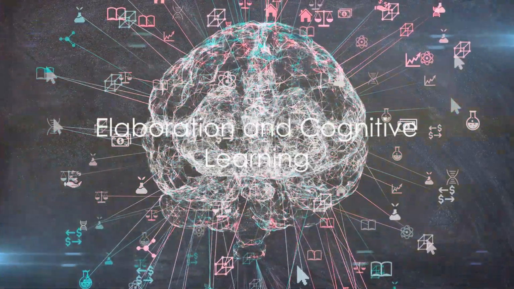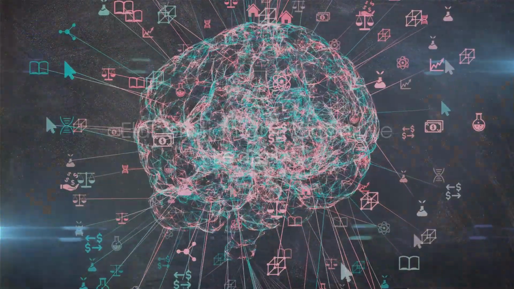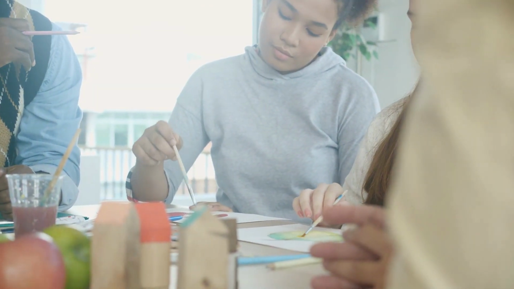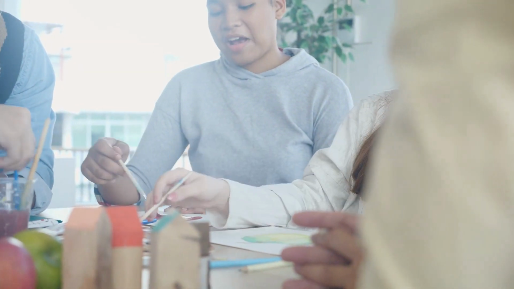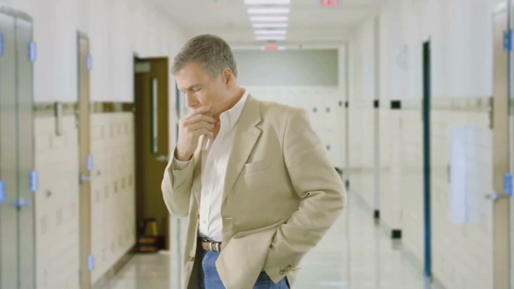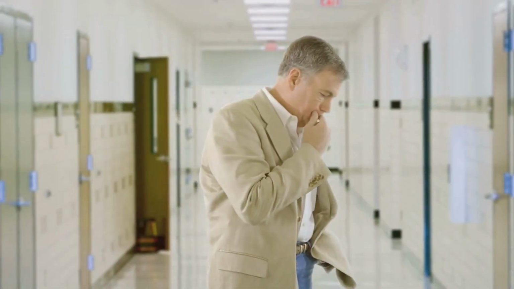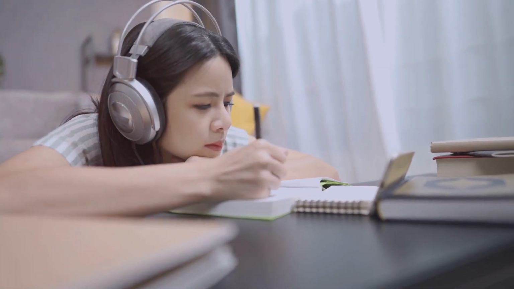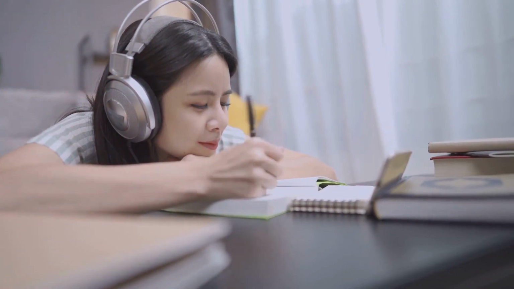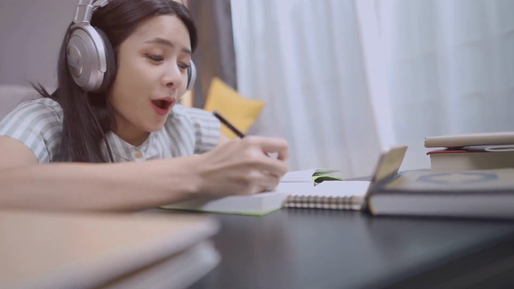One fundamental cognitive learning strategy is elaboration. This involves connecting new information to what we already know. By creating these connections, we can deepen our understanding and make the new information more memorable. For example, when learning a new concept, we might relate it to a familiar concept or use it in a real-world scenario.